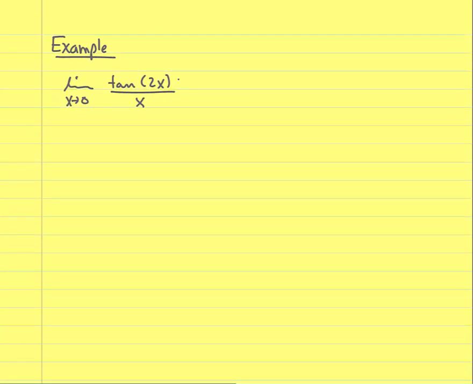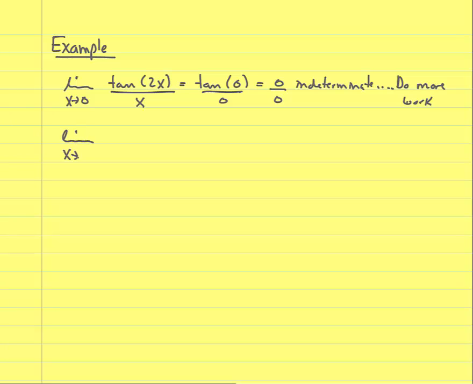So the first thing that I should do is plug directly in. If I plug in, I get the tangent of 2 times 0 over 0. Tangent of 0 is 0, so I get 0 over 0, which is indeterminate, and indeterminate means to do more work. So the more work that we are going to do here is rewrite and apply one of those formulas from the beginning. So let's look at the limit as x approaches 0.